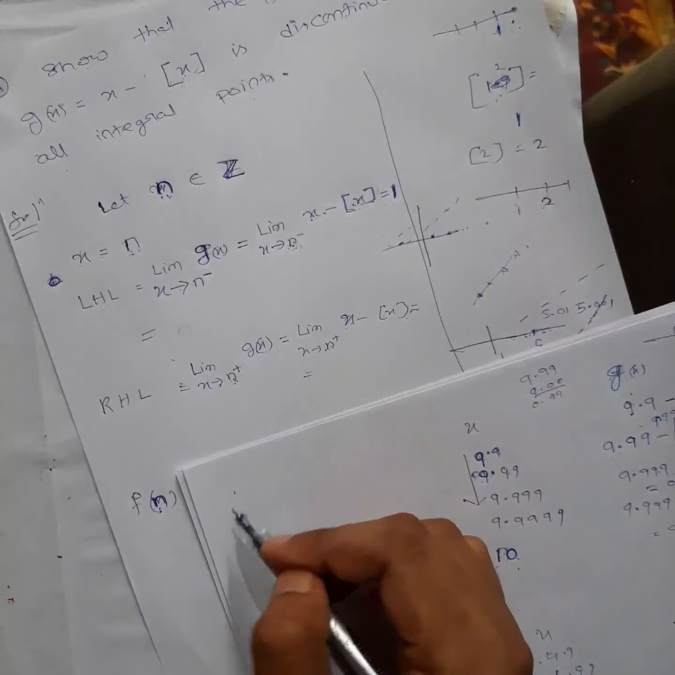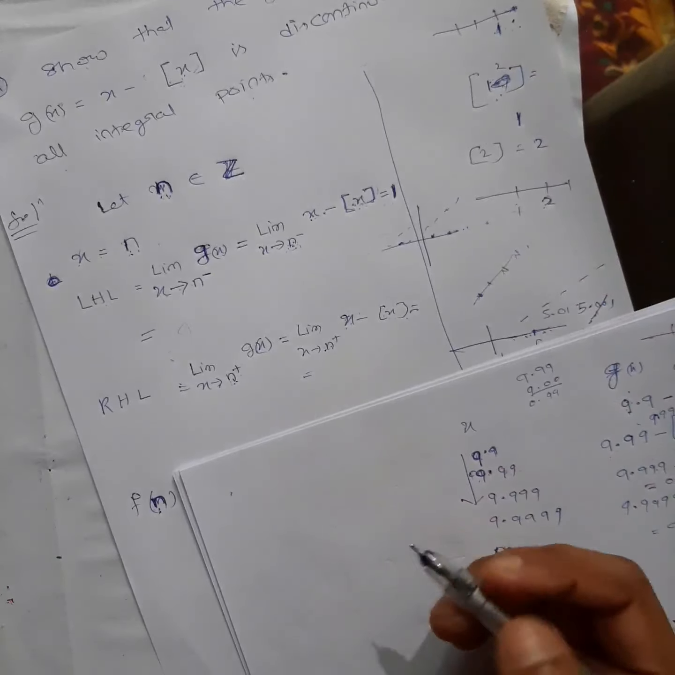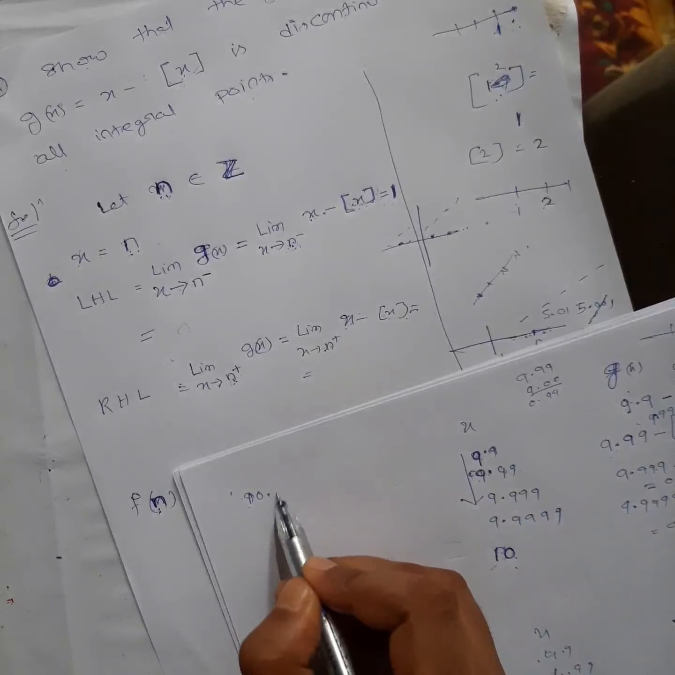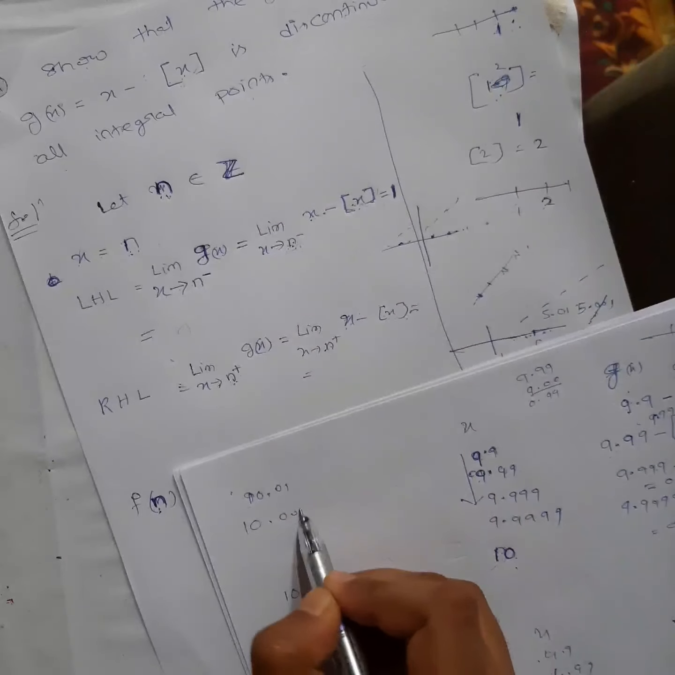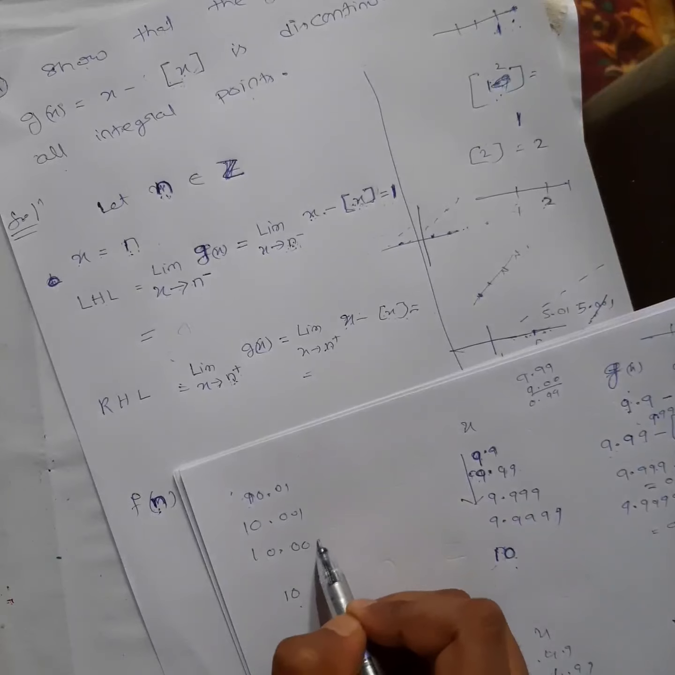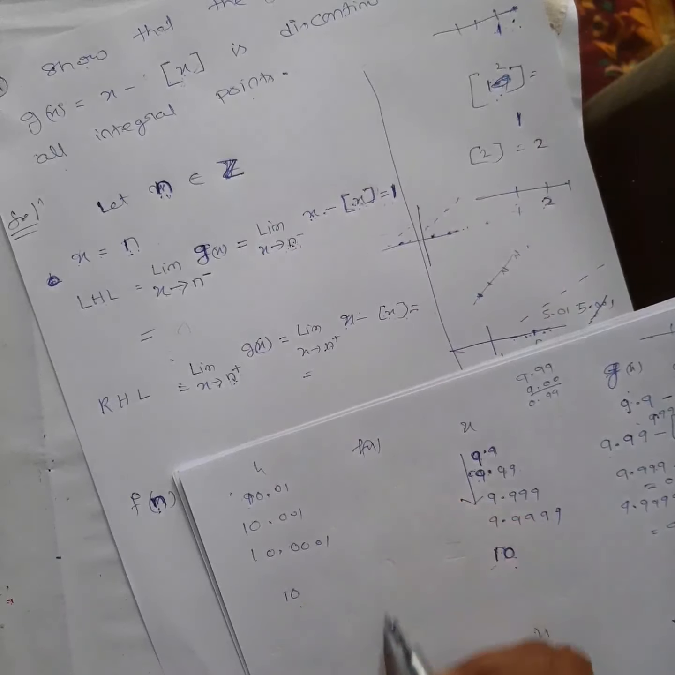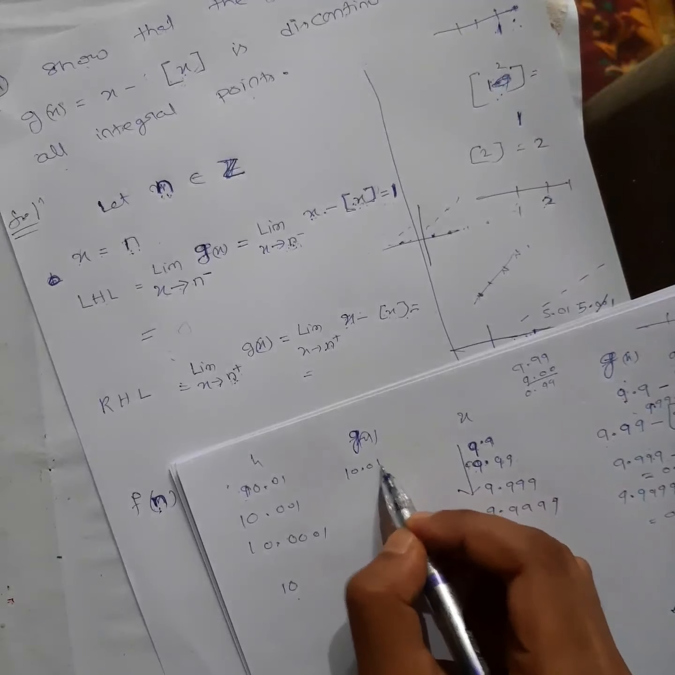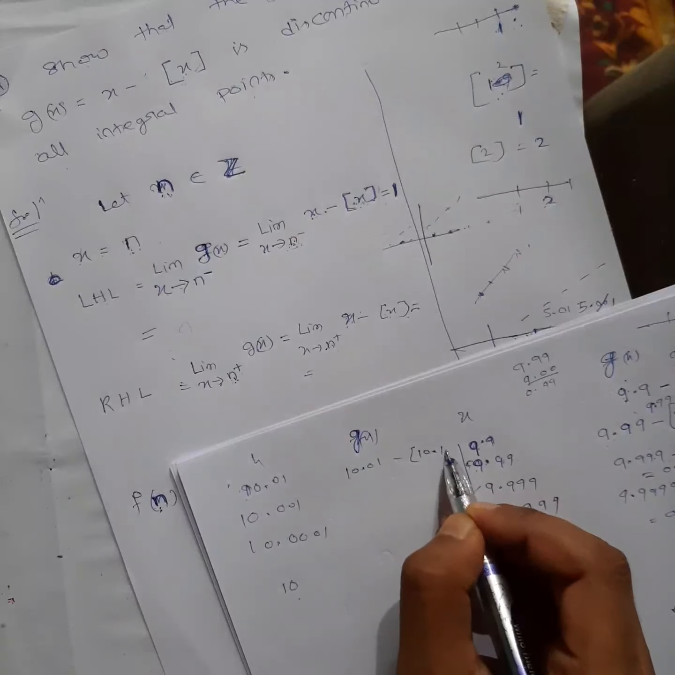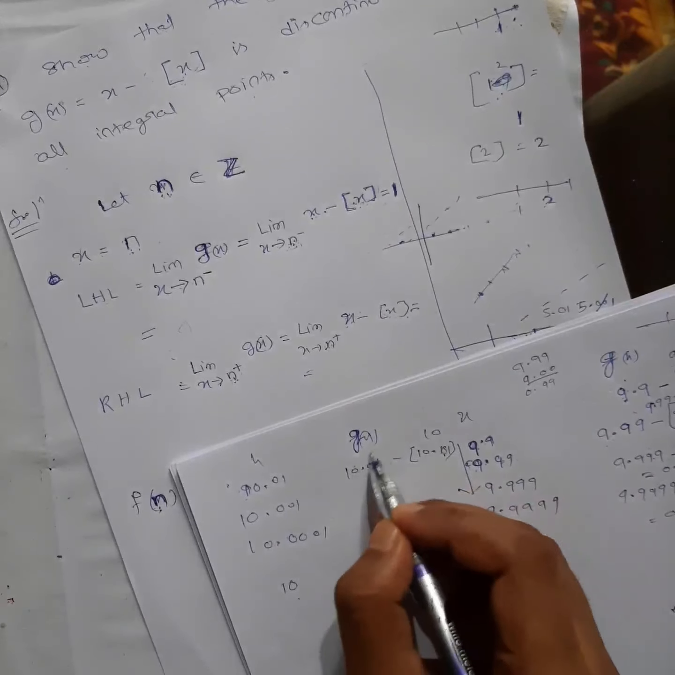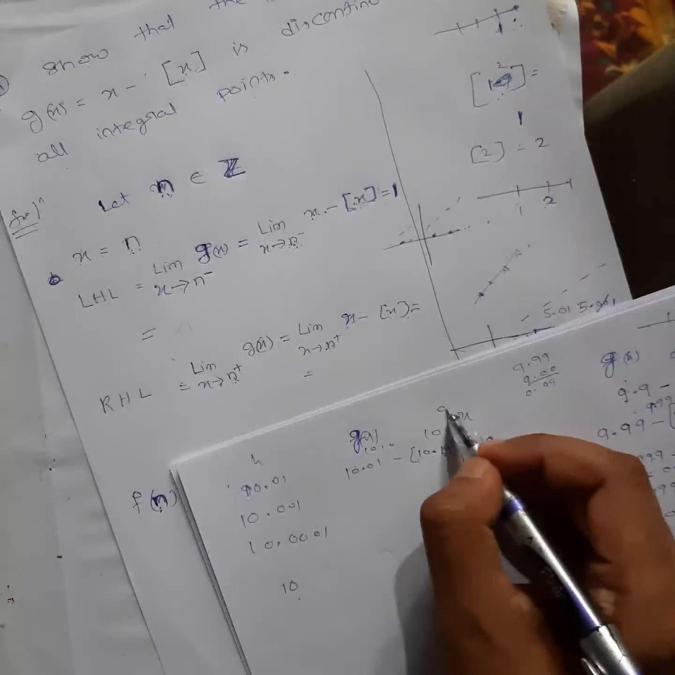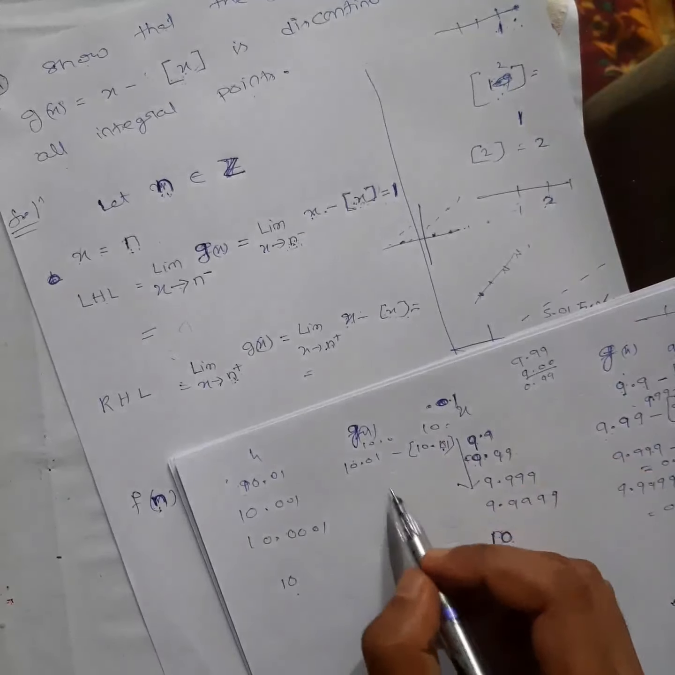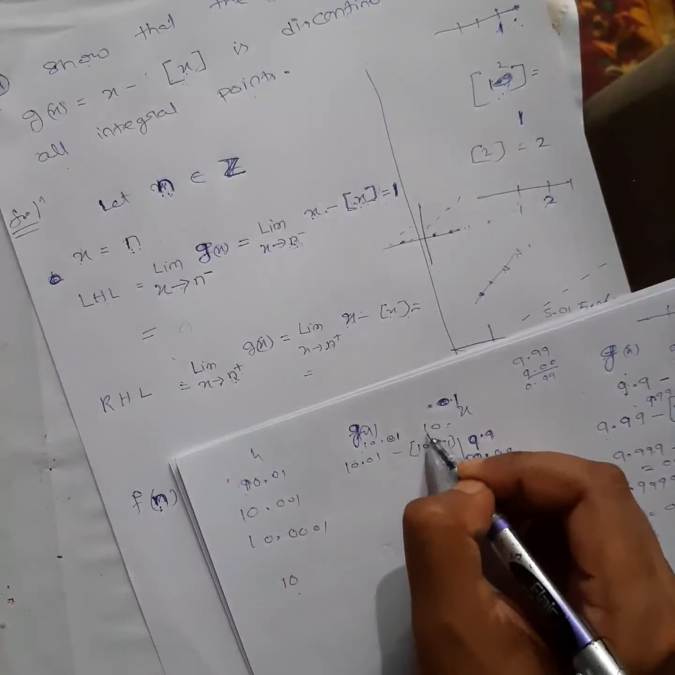So n plus means what? Greater than n you will take, right? Just greater than. So take any integer, say 10 again. So what kind of value you will take? 10.01, 10.001. You will approach towards 10, right? Then your g(x) will approach towards what value? So 10.01 minus greatest integer function of 10.01, what will it be? This will be 10, and this will be 10.01.